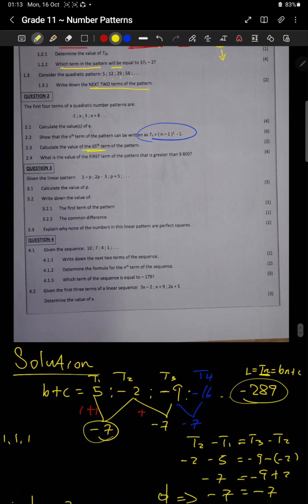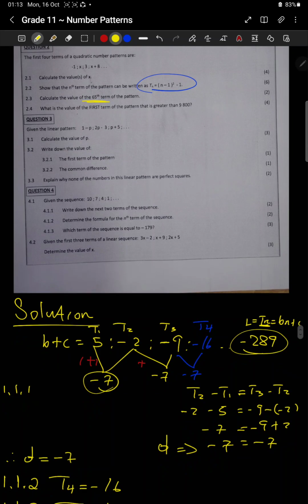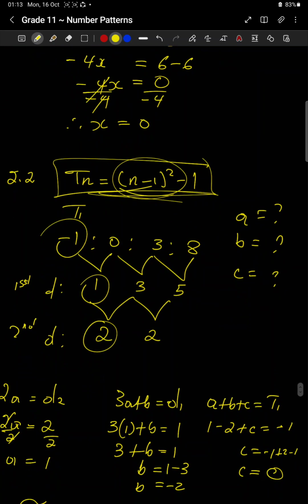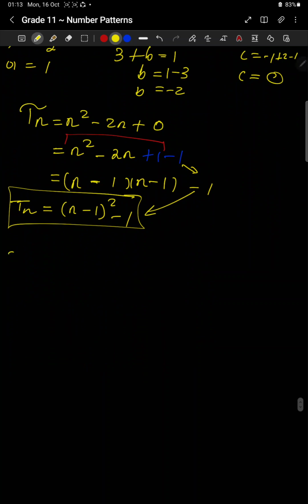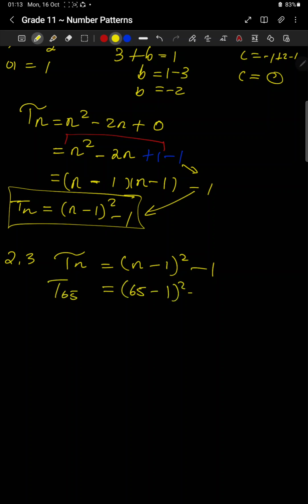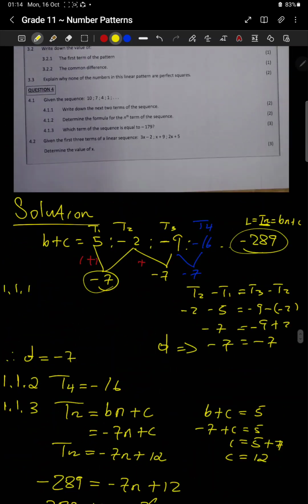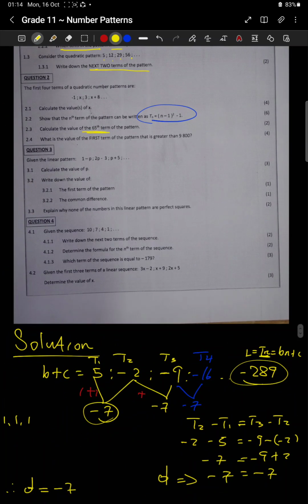Then we go to another one. They say calculate the value of the 65th term of the pattern, that must be 2.3 if I'm not mistaken. So we use the same formula, that is n minus 1 all squared minus 1. In the place of n we put 65, and then we work it out and get 4095. That's perfect.